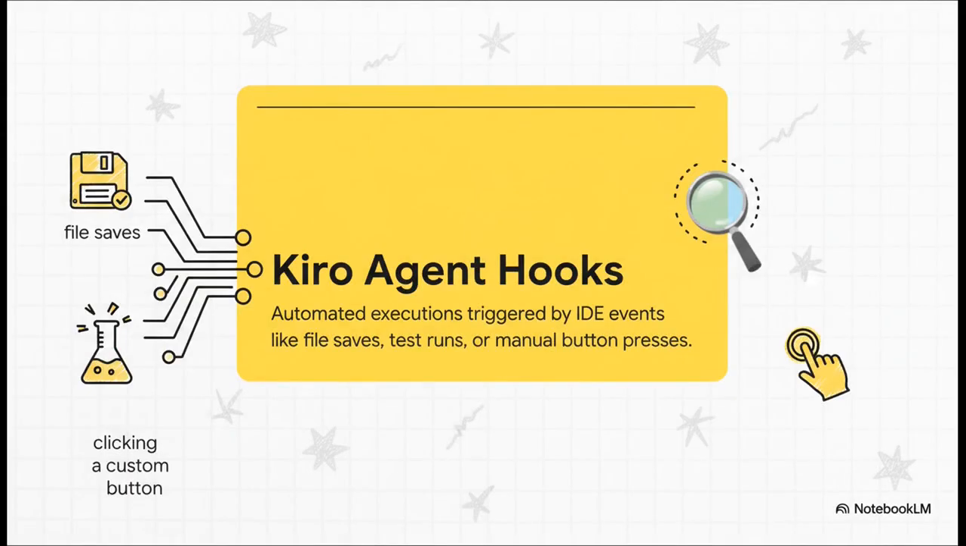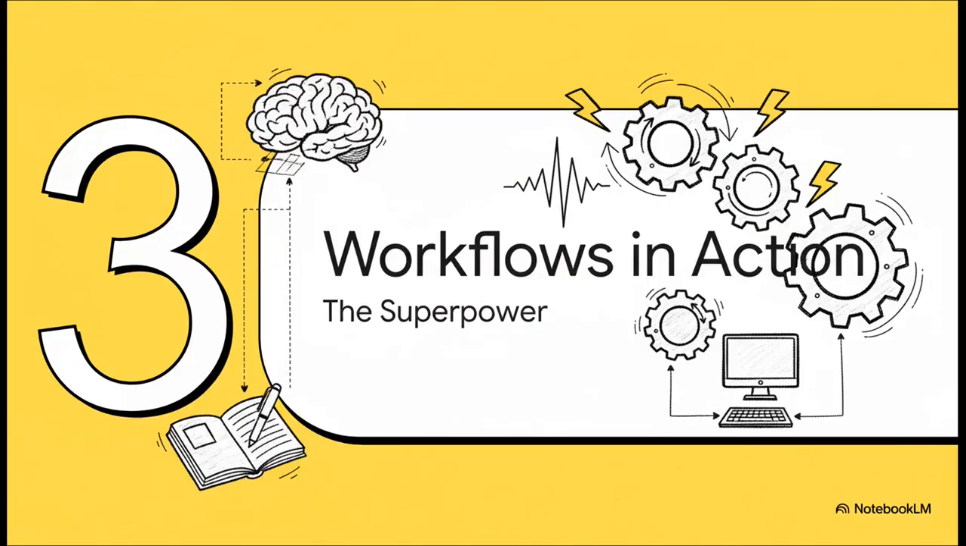So how do we get this superpower? Well, the answer is something called Kiro agent hooks. The best way to think of these is like the nervous system for your IDE. They're basically just triggers that are always listening for specific events, like saving a file, a test failing, or even you just clicking a custom button. And when they hear that event, they fire off a predefined action. All right, enough theory. Theory's great, but let's see this stuff in action. What actually happens when you combine that Wlater-mcp connection to your notes with the automatic triggers from Kiro hooks? Let's check it out.